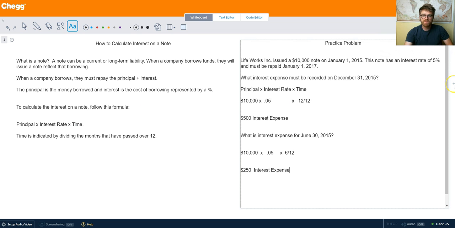And if you see a note that says maybe it matures in 3 months, all that means is that you have to pay it back the full amount in 3 months. That doesn't mean that's the amount of time that's passed. So again, focus on the time from when you got the note to when you have to record the interest. That's what's most important.